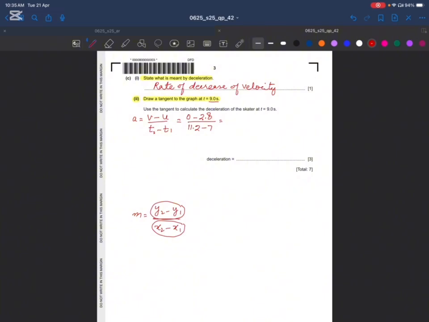So 2.8 divided by 11.2 minus 7, this is nothing but 0.66, or you can write it here 0.66666. I am taking it as 0.67. Again, the same thing. Over here, you can say that the result will be negative 0.67 meter per second square.